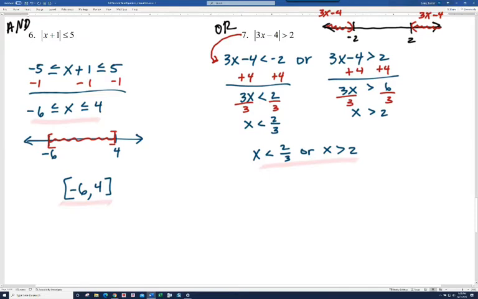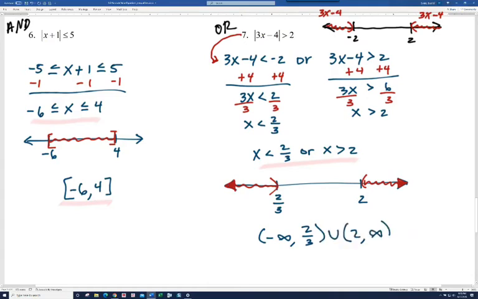So again, we got what we expected. We're going to have two areas outside of two numbers, or our solution will include what's outside of two numbers. If you graph this, x is less than 2/3. We're shading everything to the left of 2/3 on the number line, and we're shading everything to the right of 2 on the number line. And so our solution is -infinity to 2/3 union 2 to infinity.